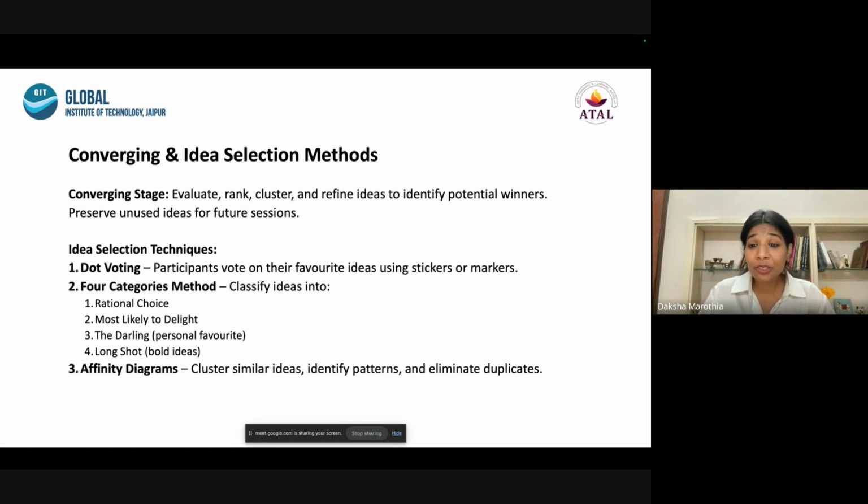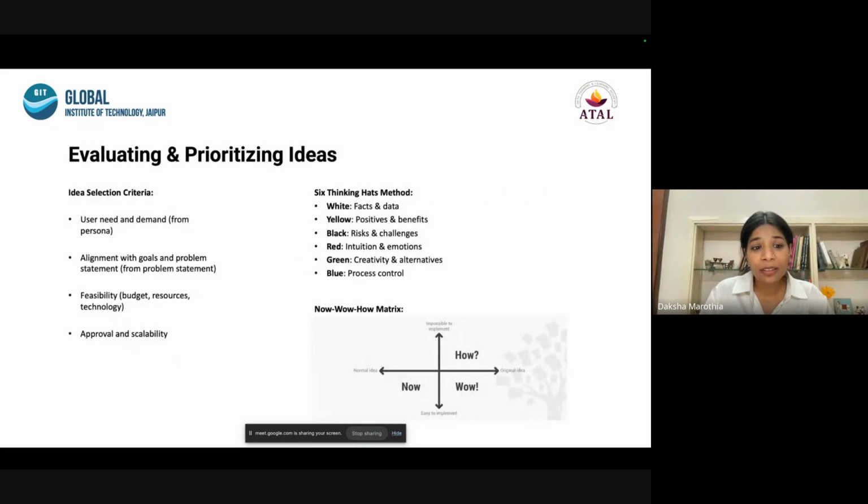So to conceptualize, you need to understand what is the exact scope, what is the exact feature that you are going to be working upon. So these converging techniques, these selection methods, they give you that converging point to funnel your different ideas and wide range of ideas. Then again, another evaluating and prioritizing technique is you need to have a selection criteria.